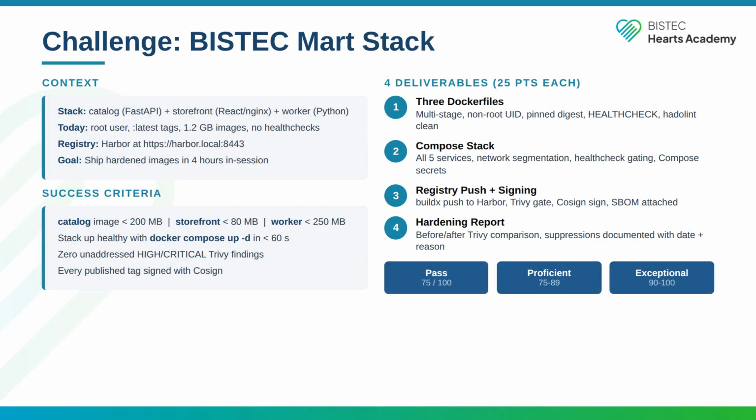Here's the challenge. You have the same 3-service BISTEC Mart stack from month 1, but the Dockerfiles are single-stage, running as root with latest tags and no health checks. Your job is to fix all of that. 4 deliverables, 25 points each. Deliverable 1. 3 Dockerfiles, multi-stage, non-root user with explicit UID, base image pinned by digest, a health check instruction, lint clean.